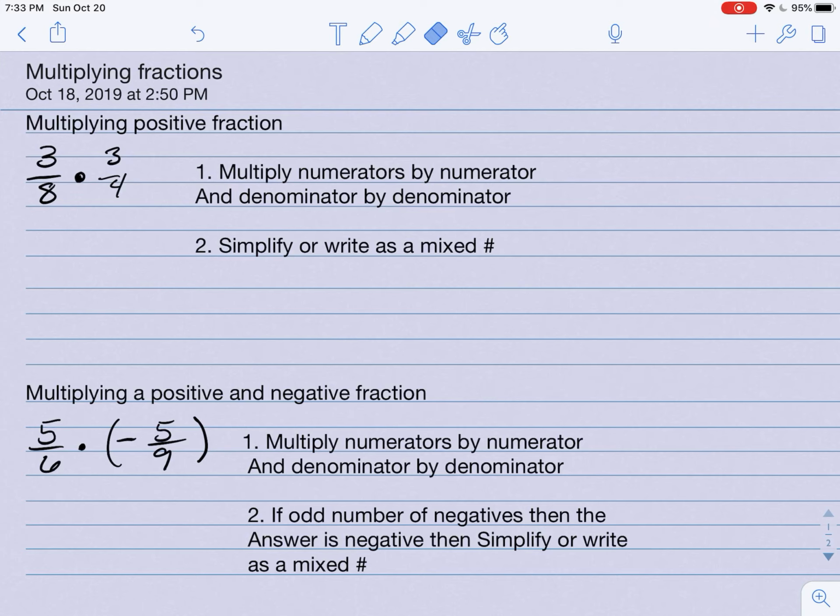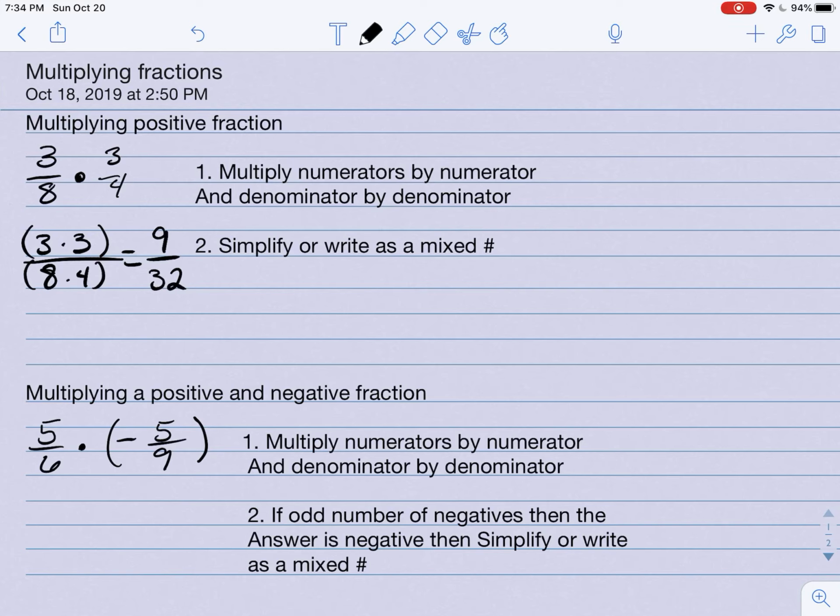3/8 times 3/4. So you're going to multiply your top numbers, or your numerators, together. So 3 times 3 over 8 times 4. All right, so 3 times 3 is going to give us 9. 8 times 4 is 32.